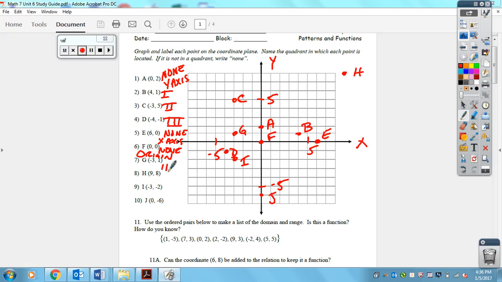G is in the second quadrant. H is in the first quadrant. I is, again, in the third quadrant. And J is again none, for the y-axis. Ironically, none of them are in the fourth quadrant, but the fourth quadrant would be IV in case you are interested in that.